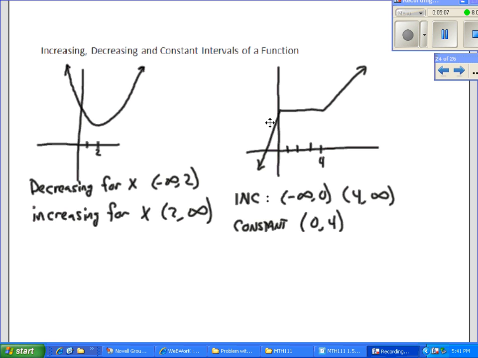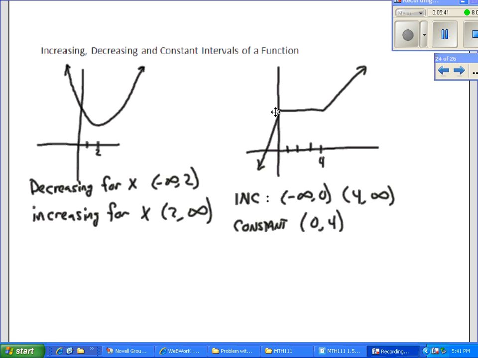Increasing, decreasing, and constant intervals of a function, again, it's pretty visual. Just remember, when we're talking about this, we're always talking about the x values. So you want to be looking at the graph from left to right. With this parabola, looking at it from left to right, we can see the function's first decreasing, then increasing. And so when we describe the intervals where it's increasing and decreasing, we're always describing it in terms of x. So this function is decreasing for x values from negative infinity up until it hits 2. And then it's increasing for x values from 2 to infinity.